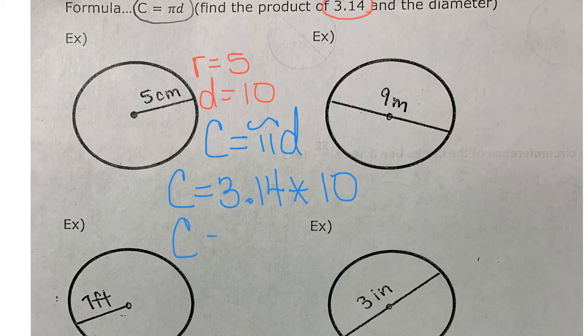Ooh, there's a hand. Piper. C equals 31.4. It is 31.4, and we're going to put centimeters.